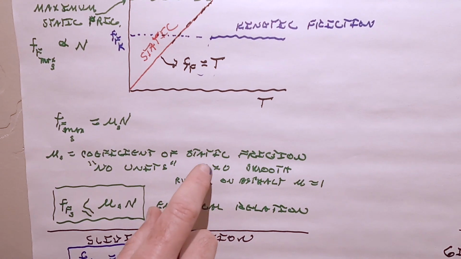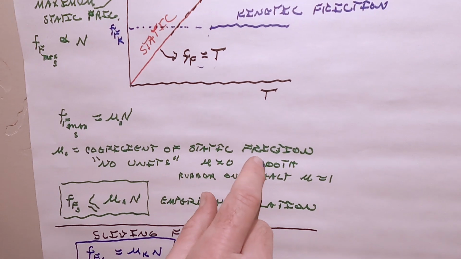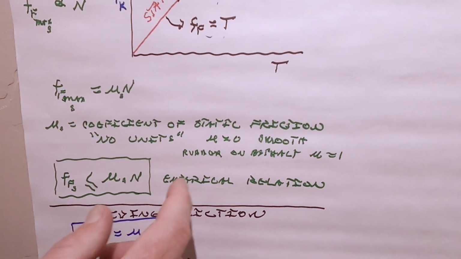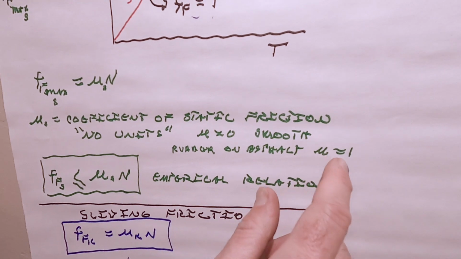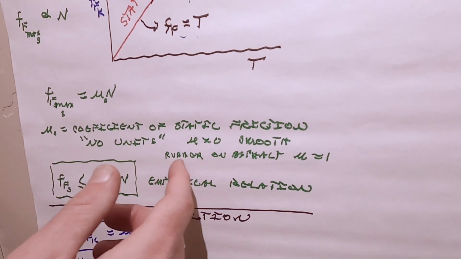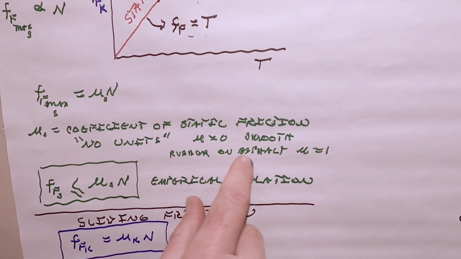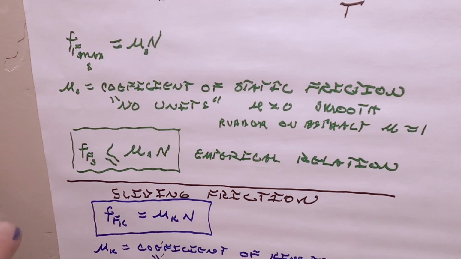If mu, we call it mu s, if mu s is 0, then it's smooth right here. If we wanted to look at something like rubber on asphalt, it depends on the two surfaces. Mu is 1. And if it was wet, it might even be a little bit different right there. It would be a little less than 1. Your book gives you a whole table of these mu sub s's. There should be a little s down there.